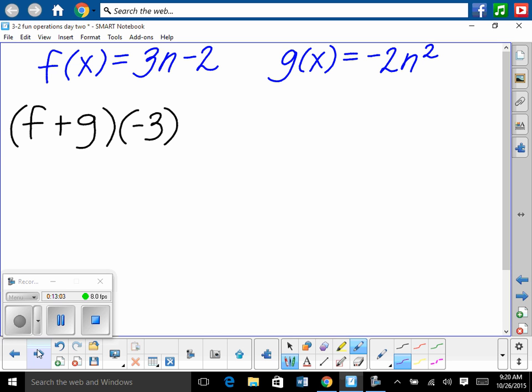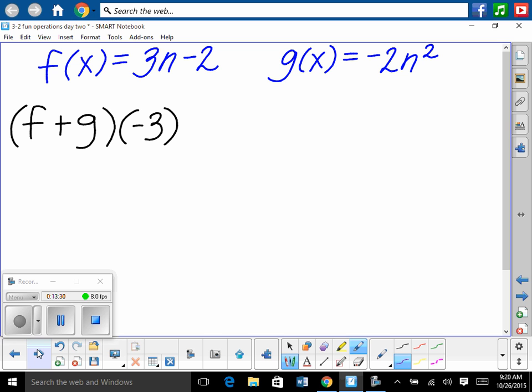So it says, find f plus g of negative 3. F plus g of negative 3. So f of x is equal to 3n minus 2, and g of x is equal to negative 2n squared. So we're going to find f plus g of negative 3. What this is saying is you're going to take f plus g, and then you're going to plug in negative 3. So let's do f plus g first, and then let's plug in negative 3.